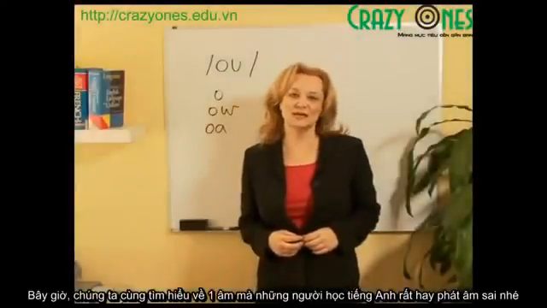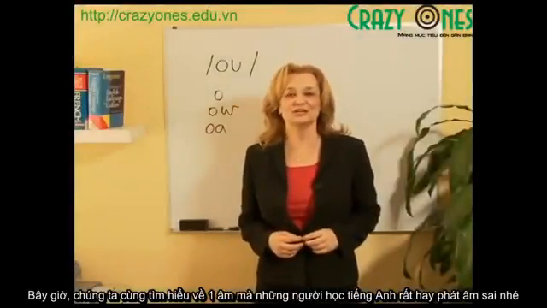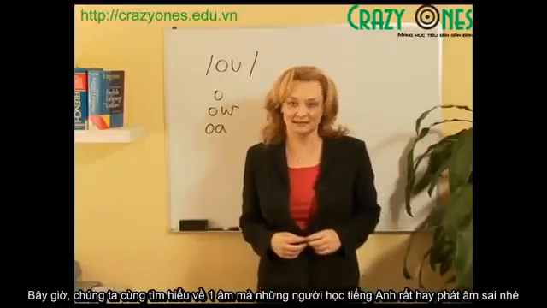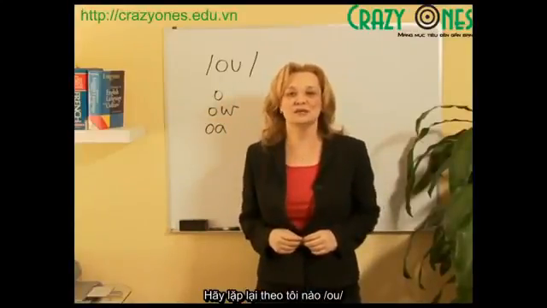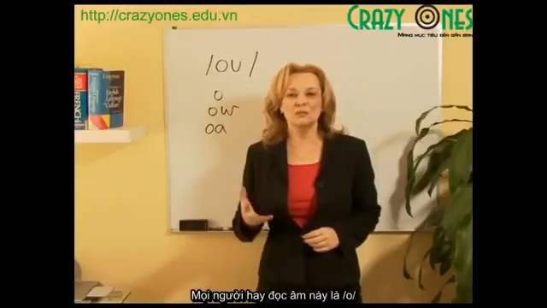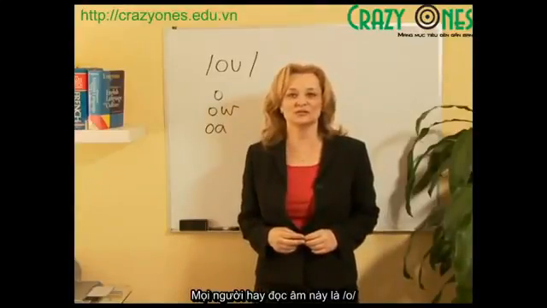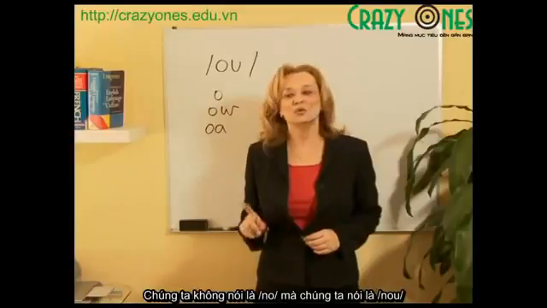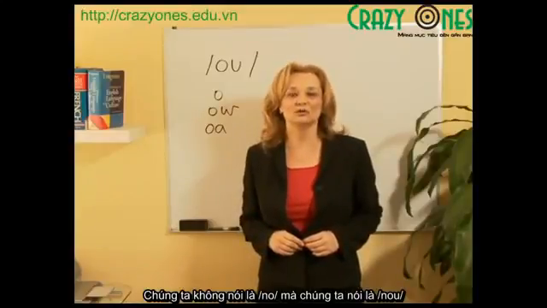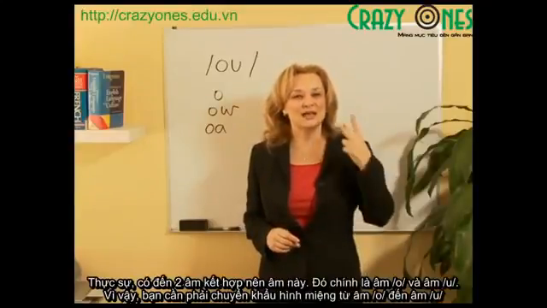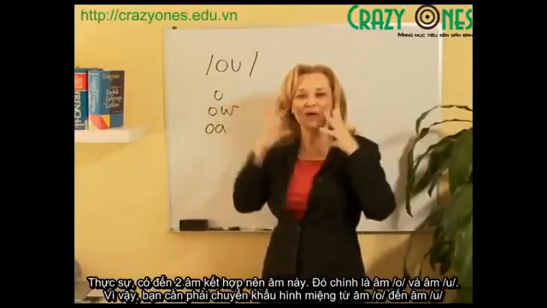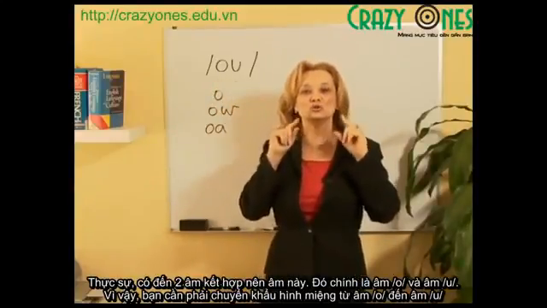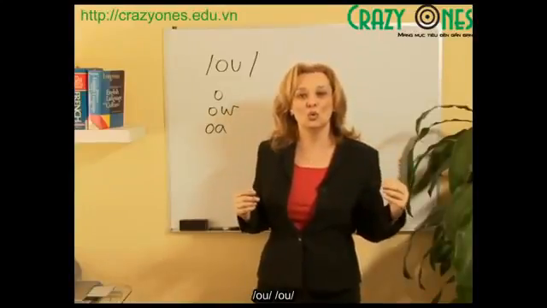Let's look at another sound now that learners of English sometimes pronounce incorrectly, and that's the O sound. Repeat after me, O. People wrongly pronounce this sound as O. We don't say no, we say no. So it's actually two sounds, it's O and U together. So you have to move your mouth from O to U.